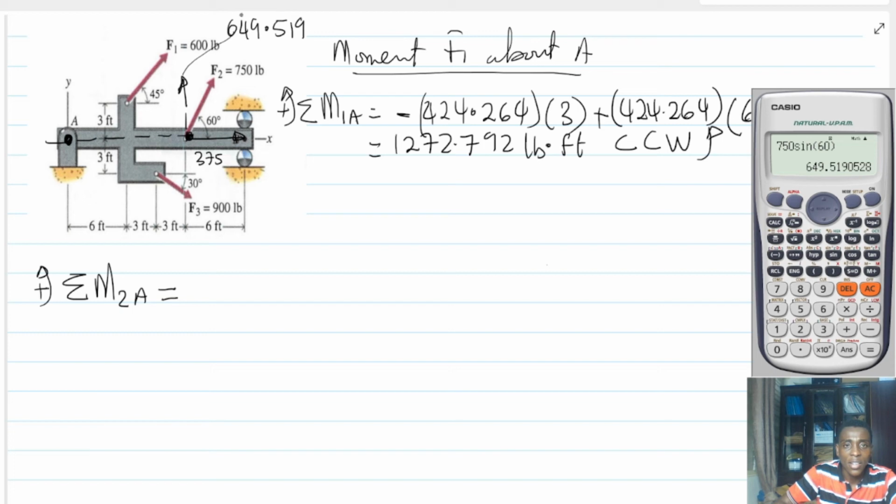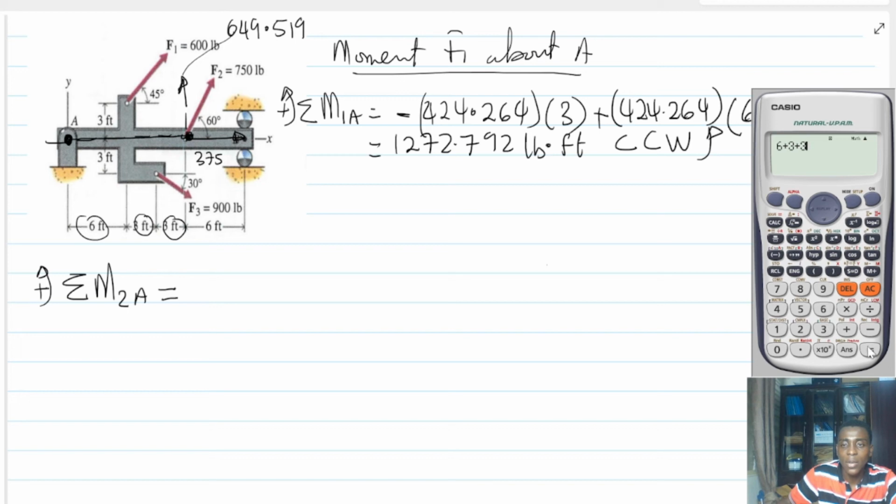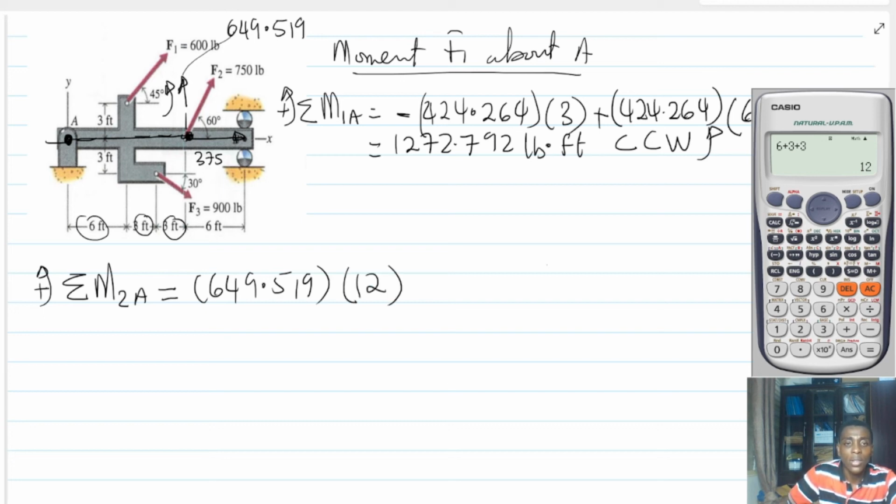In other words, it doesn't create any moment at all. So that is 0. I hope that is clear. However, the vertical component is having a moment arm, which is the whole of this distance right here. And that will be 6 plus 3 plus 3. And what is that? 6 plus 3 plus 3 is 12. Therefore, the actual moment, in fact, this force is going to cause a movement in this direction. And so it's going to be counterclockwise, which is 649.519 multiplied by 12.